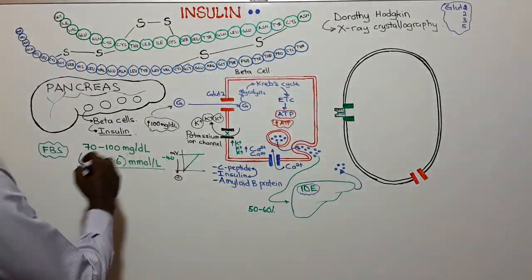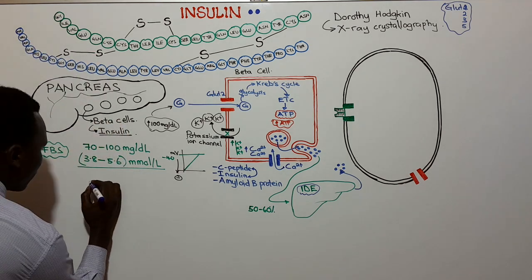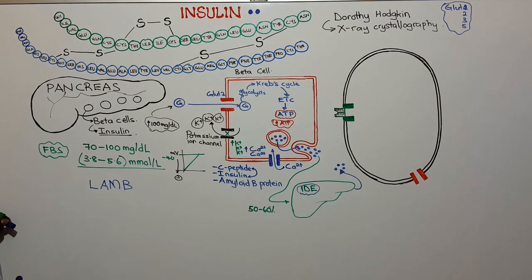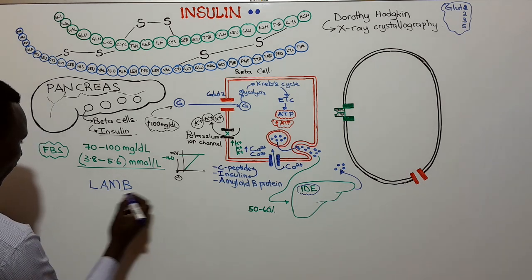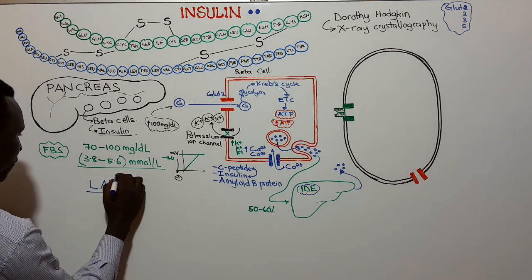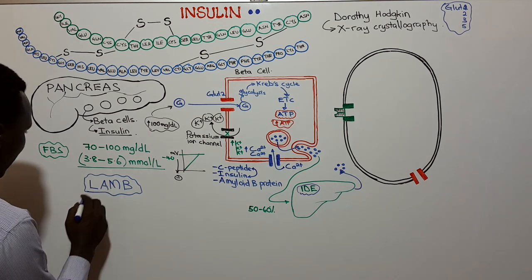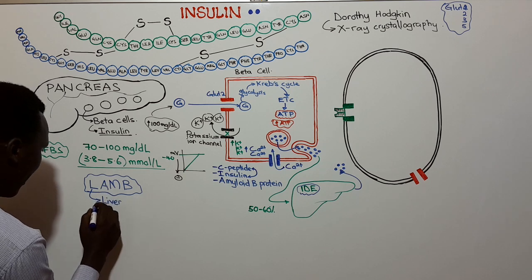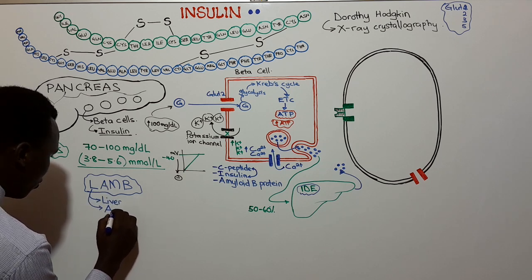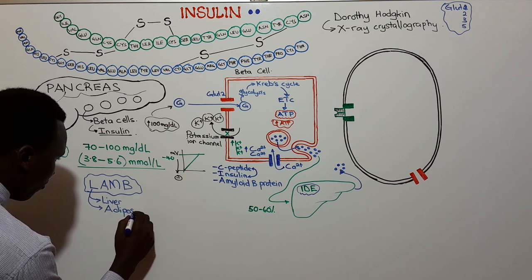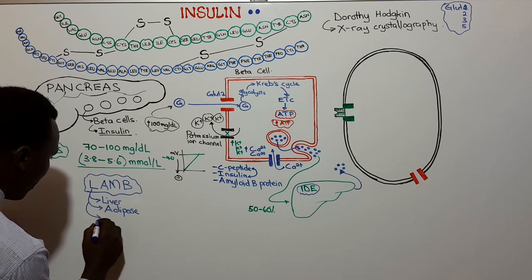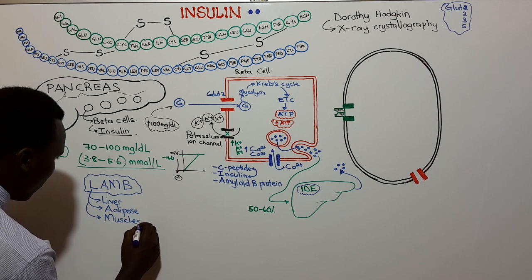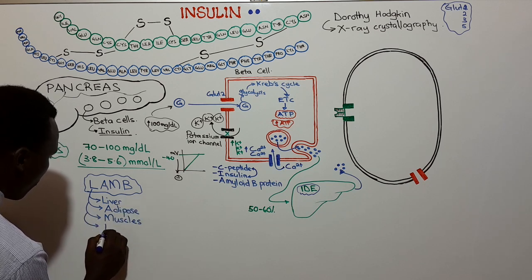Those different organs, you can recall them with the mnemonic LAMB. This mnemonic shows you the different target organs for insulin. The L stands for the liver. The A stands for the adipose tissue, very important. The M stands for the muscle cell or the musculoskeletal cell, the muscles. Then the B stands for the brain.